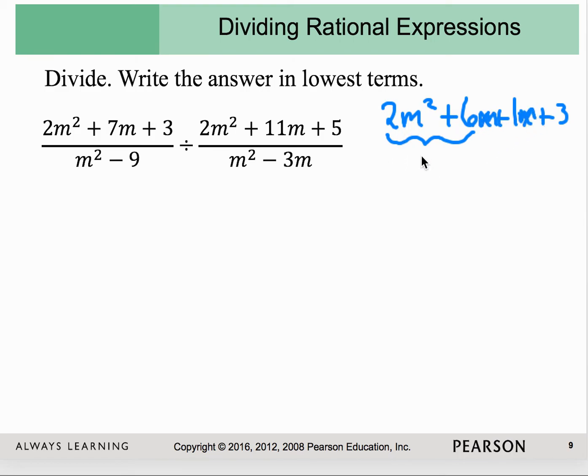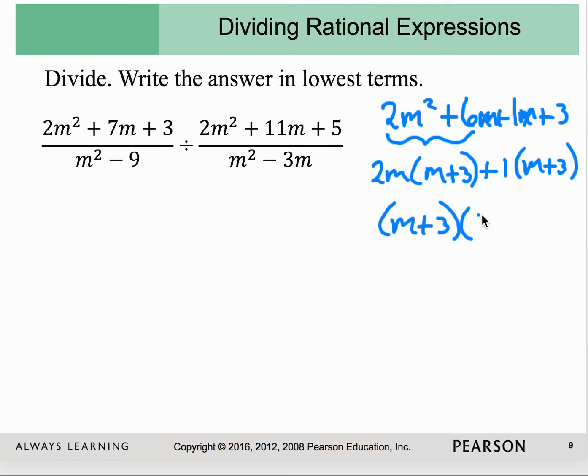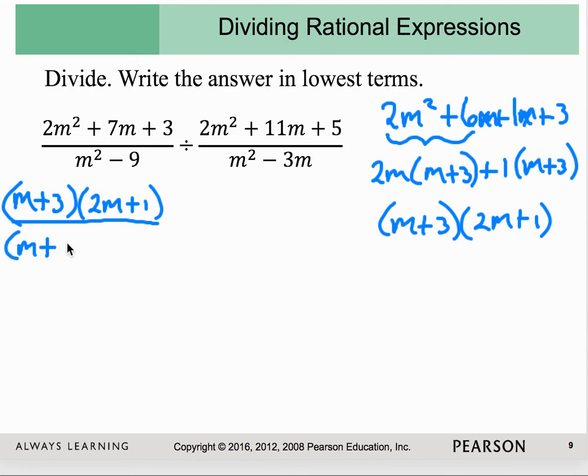Those are m's. Factor a 2m out, and that leaves m plus 3. These, all they have in common is a 1, so that leaves m plus 3. So factor out the m plus 3, and that leaves 2m plus 1. Okay, so now I've factored that: m plus 3, 2m plus 1. The bottom is the difference of squares, so that factor is easy enough: m plus 3, m minus 3.